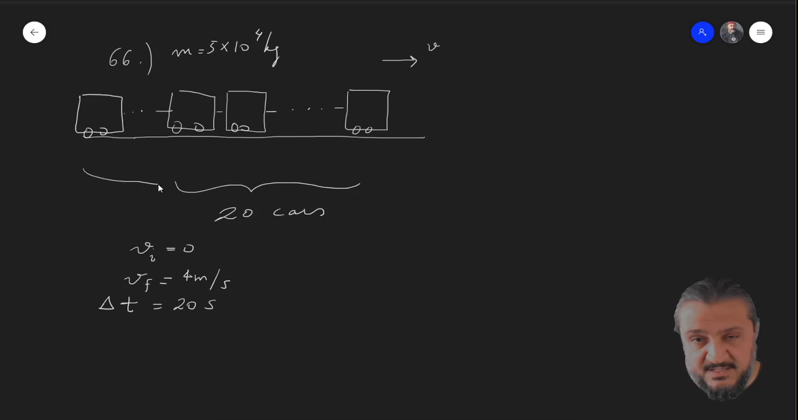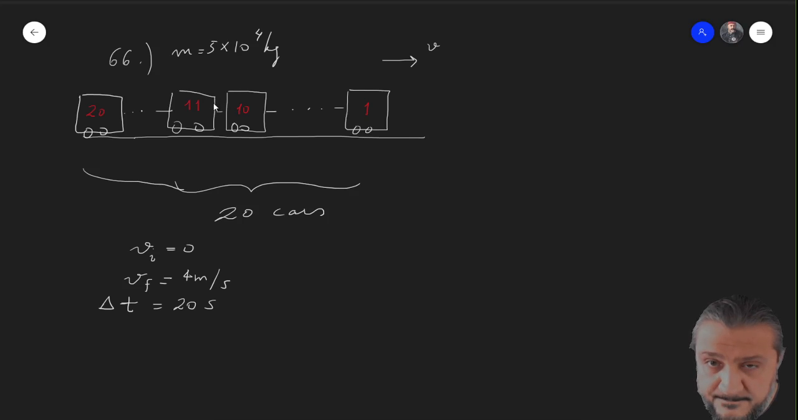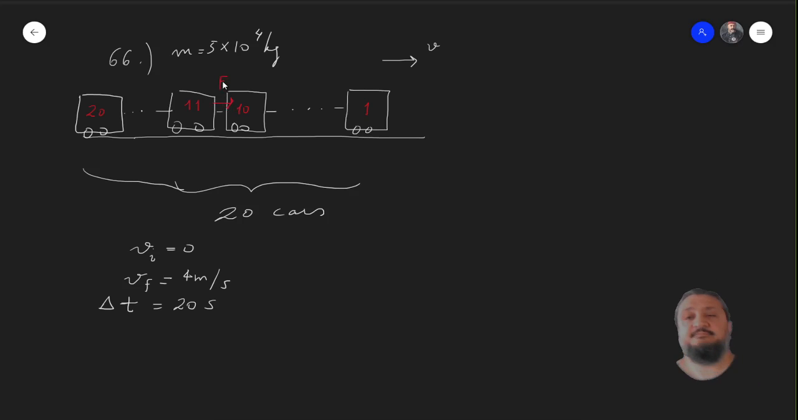Okay, so this is actually 20, but let's number these. This is number 10. This is number 11. So this would be number 1. This would be number 20. Hopefully my picture makes sense here. But neglecting friction, what is the force with which the 10th car pulls the 11th one? So right here, this force is what I want to find. F. Okay?